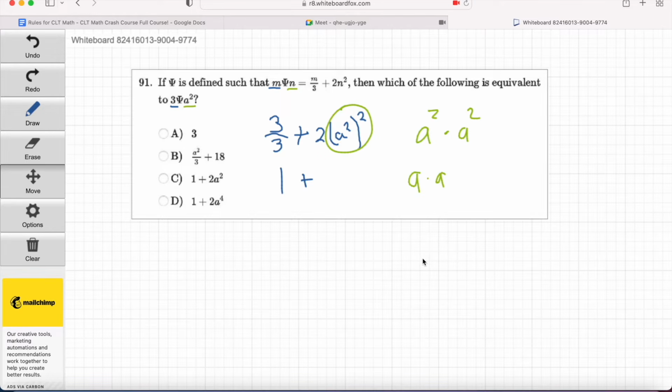Right? A squared? Yes. Times a times a. Right? Okay. Which equals what? A to the fourth power. A to the fourth power. Right.